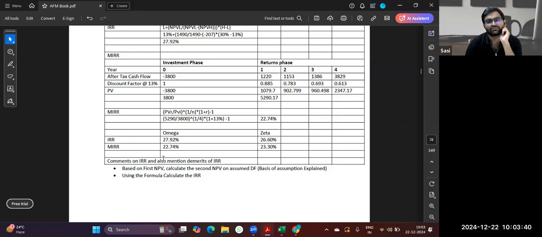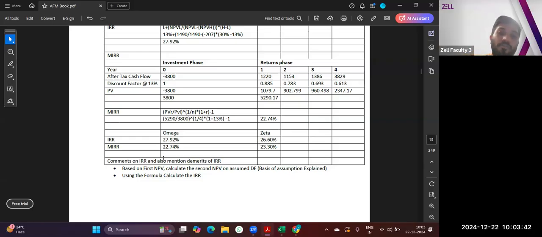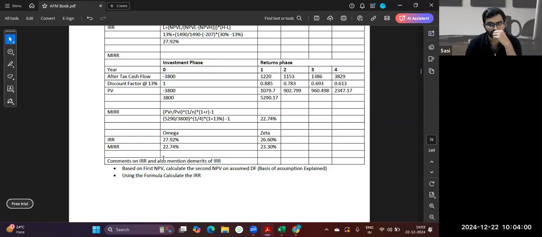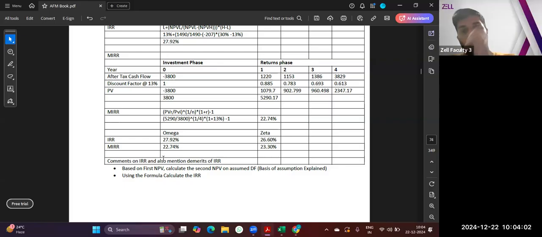Okay. Now you need to compare this Omega project with the Zeta project. The Zeta project is already given to you. The Omega project you have calculated. Over here, we are not trying to see whether I should take the project or not. We are trying to see whether we should go with project A or project B. Because our NPV is positive in all the cases, so definitely we are going ahead with the project. That's a different case altogether. So, clear everyone?